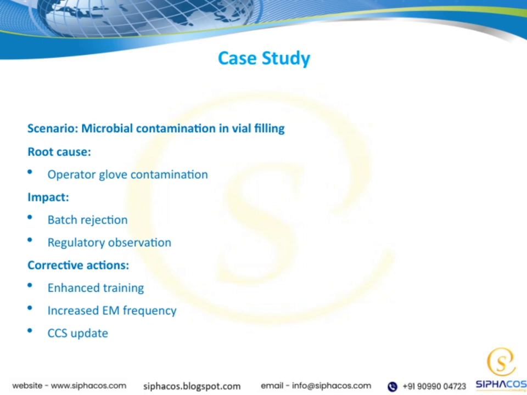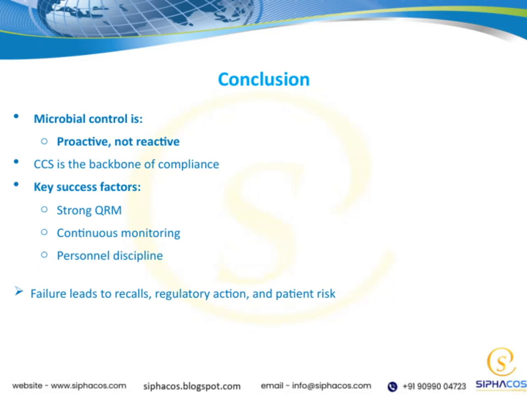To address these issues, we implemented several corrective actions. We enhanced operator training to reinforce proper aseptic practices, increased the frequency of environmental monitoring to catch potential issues early, and updated our contamination control strategies to prevent recurrence. This example really emphasizes how identifying the root cause and taking targeted corrective actions are essential for maintaining product quality and compliance. It also ties back to our overall focus on continuous improvement and rigorous contamination control in our manufacturing processes. Let's wrap up with the conclusion.